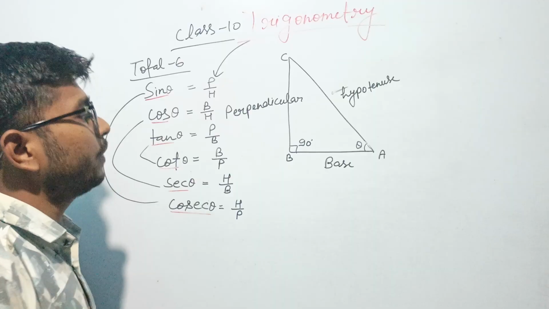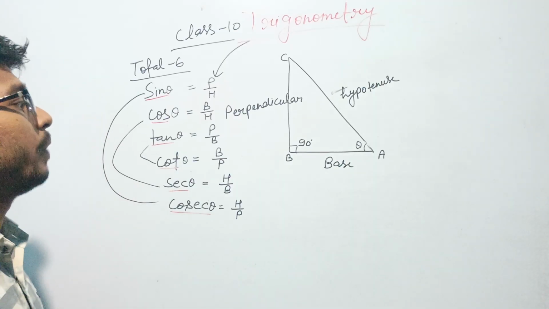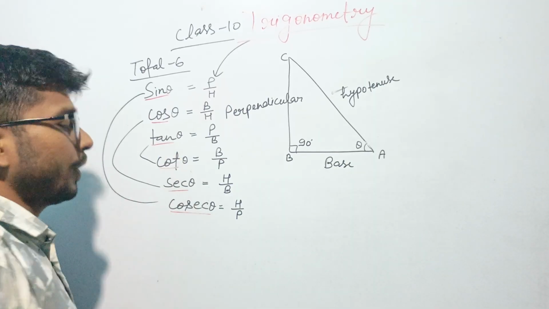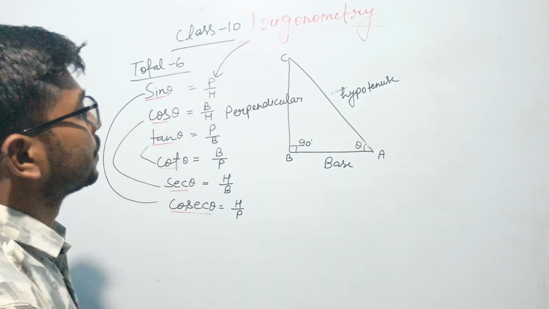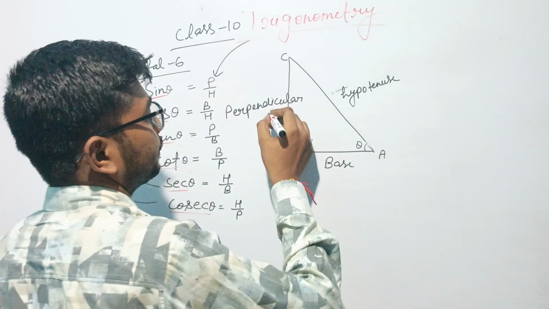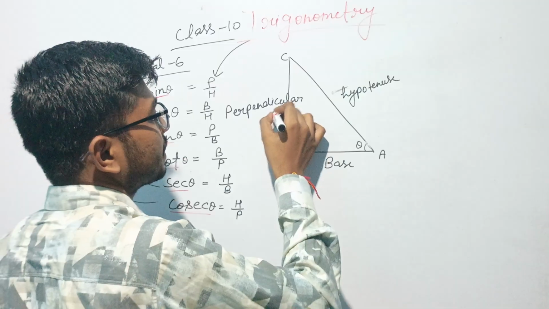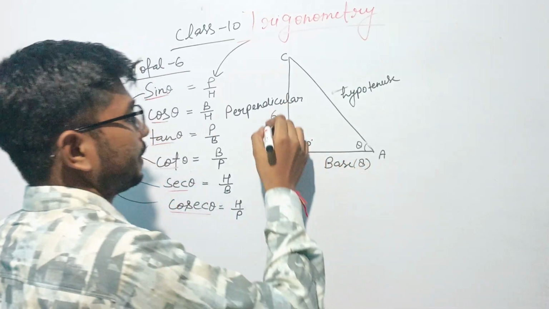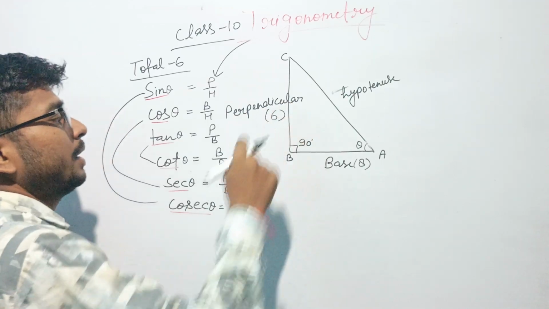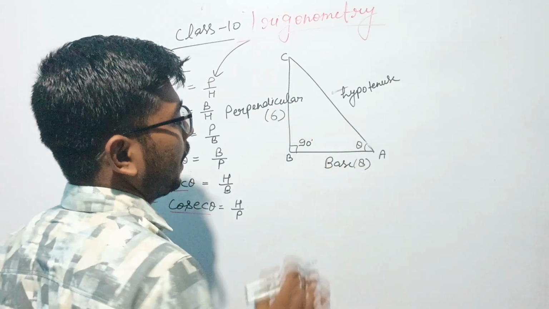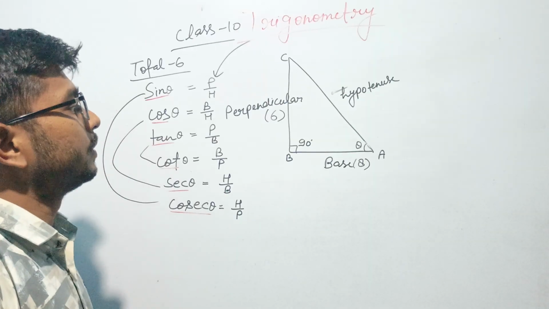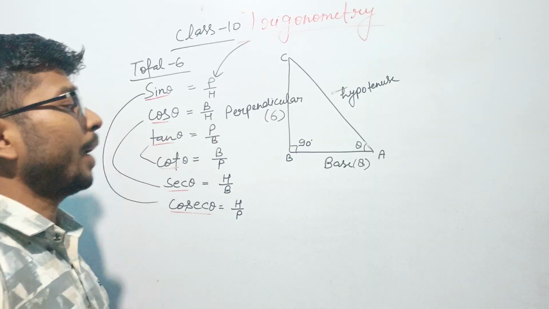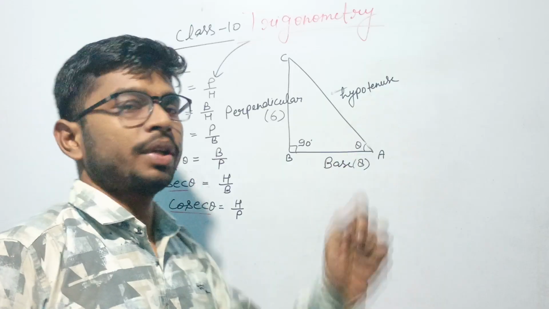So let's take some values and then we will try to find all the trigonometric functions. Just think the perpendicular is 6 and the base is 8. Anything we can take. So first we have to find this side AC, the hypotenuse side.